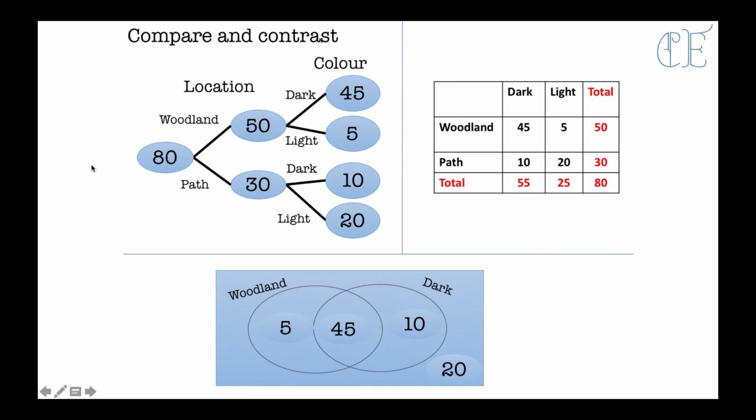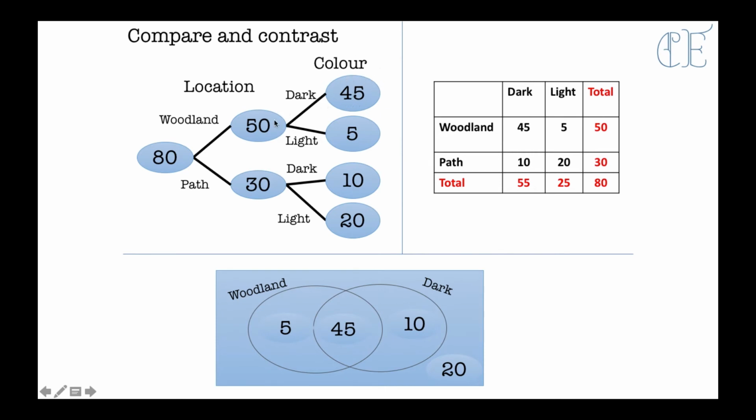Okay, so let's have a look at a bit of a comparison then. So here we have a frequency tree that shows us a location and then a colour. So the location was the woodland or the path, and the colour is either dark or light. So 80 people there were altogether. 50 of them went to the woodland and 30 went to the path. Okay, now you can also see that of those 50, 45 went to the dark.